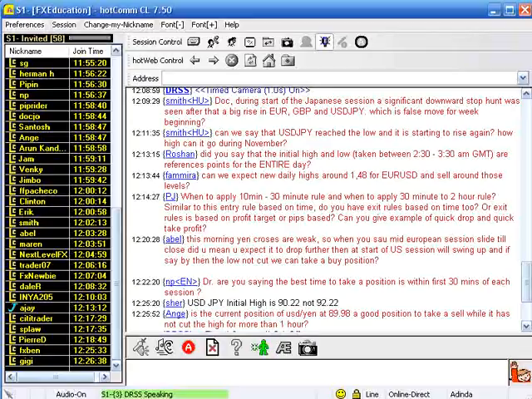Okay, Roshan, did you say that the initial high and low taken between 2 and 3:30 are reference points for the entire day? Yes, they are the reference points for the entire day, and that's how the players take it. Whatever they take, we have to take it in the same way. If you are speaking in French, then I need to learn how to speak French, only then will I be able to understand your speech.